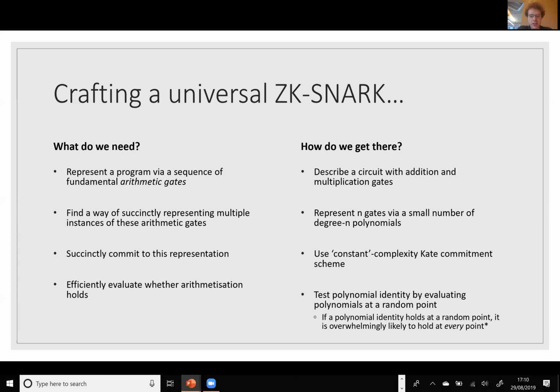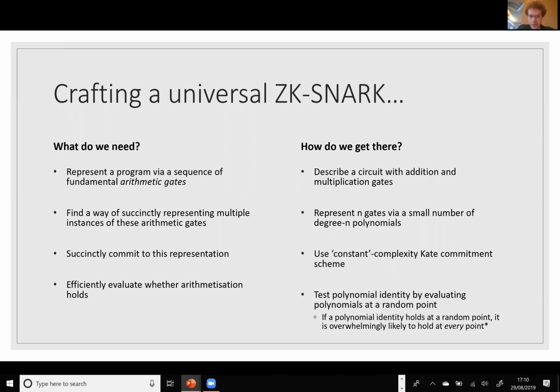So what I really wanted to do is explain a bit of the rationale behind the decisions that led us to PLONK, and to writing about PLONK and talking about PLONK. Basically, if you want to make a universal ZK-SNARK proving system, you need a few fundamental ingredients. You need a way of taking some computer program and representing it via a sequence of basic arithmetic gates or logical gates that can be efficiently compiled into a zero-knowledge proof.